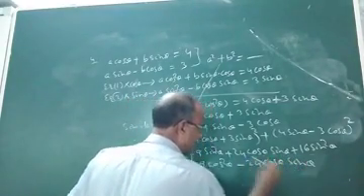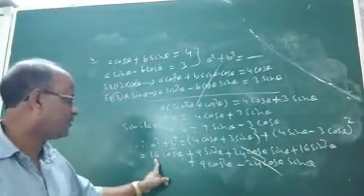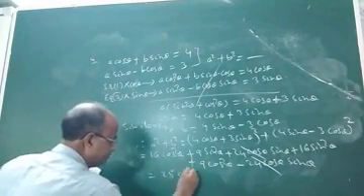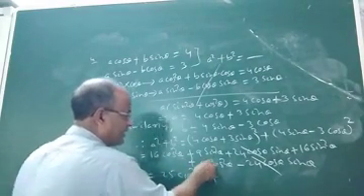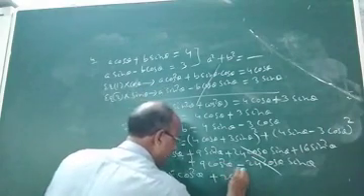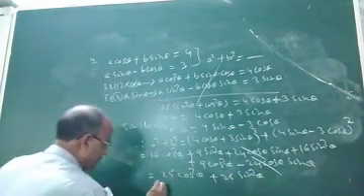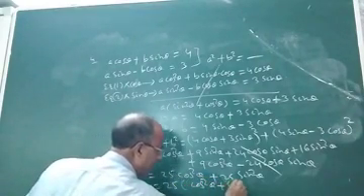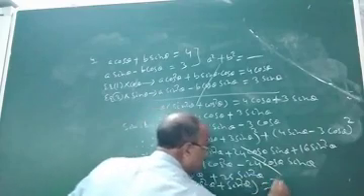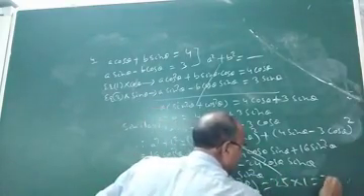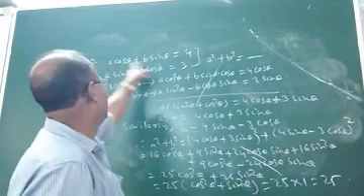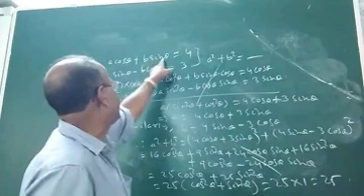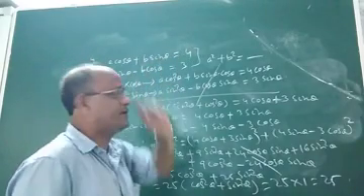Now this term cancels. 16 cos square theta plus 9 cos square theta will be 25 cos square theta, and 9 sin square theta plus 16 sin square theta will be 25 sin square theta. So you take 25 common. It is cos square theta plus sin square theta, so this will be 25 into 1, that is 25. So the value of a square plus b square will be equal to 25 if a cos theta plus b sin theta is 4 and a sin theta minus b cos theta is 3.